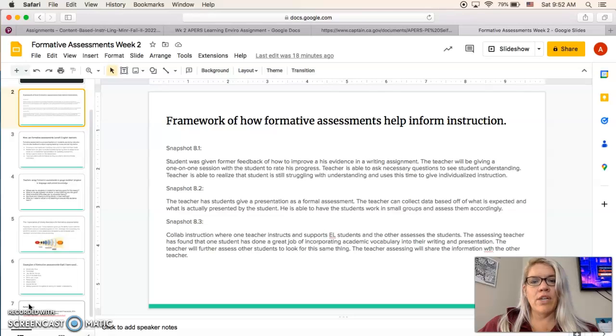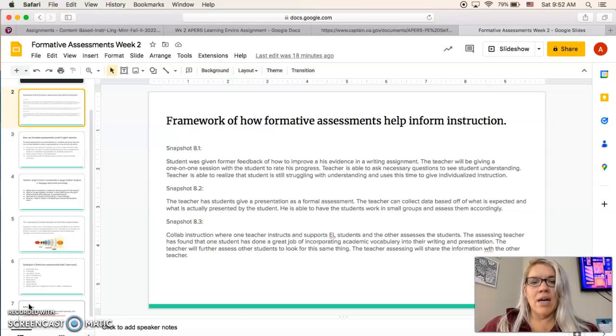For Snapshot 8.2, this is one of my favorites, is presentations as a formal assessment. The teacher is able to watch the student practice speaking in public, and the teacher is able to collect data based off of what was going on and then work in small groups after to help them accordingly.